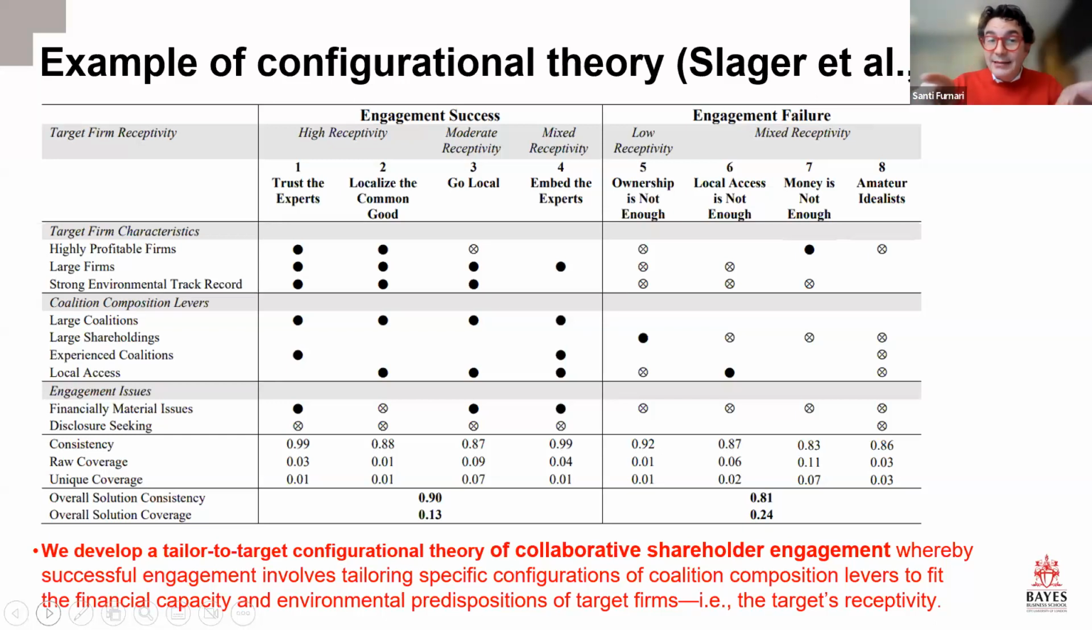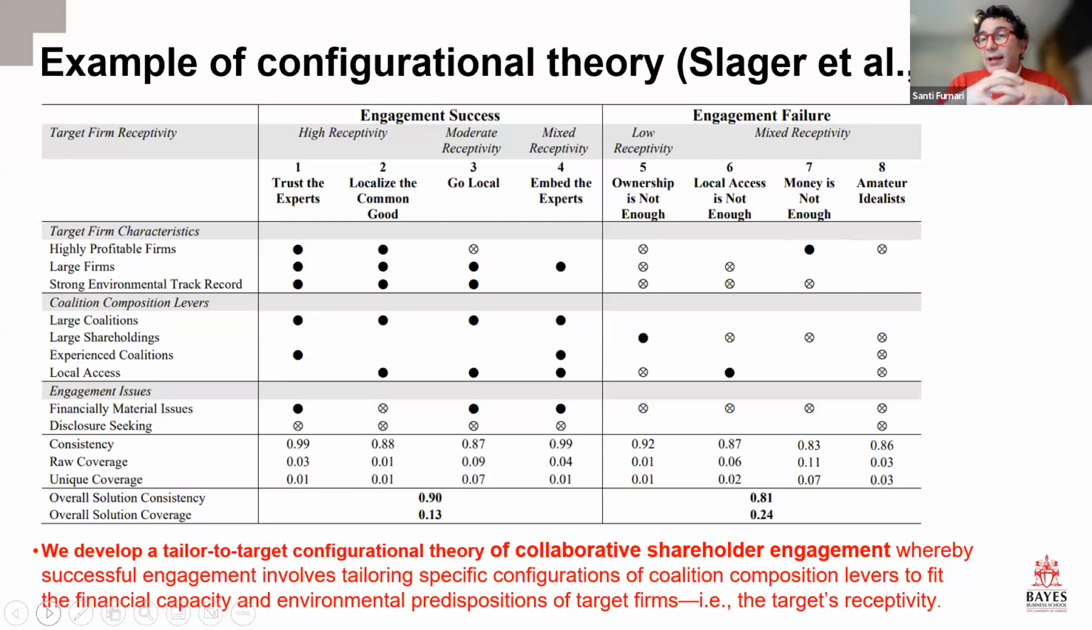Eventually, towards the end, we came to realize that what was emerging was a complex configurational theory where these coalitions of investors tailor specific combinations of levers to fit the financial capacity and environmental predispositions of target firms. So if you have a target whose behavior you want to change, you can combine the recipe of your levers to target the receptivity of that particular company.